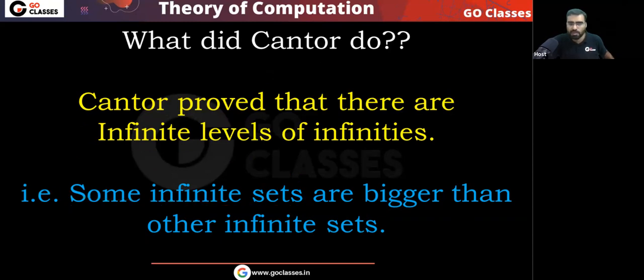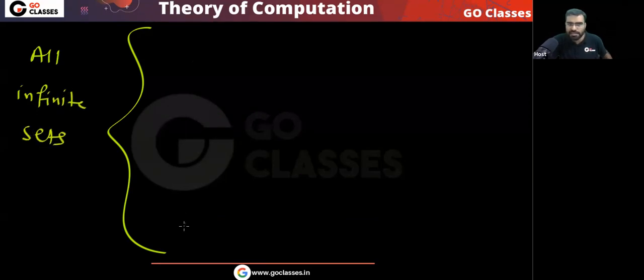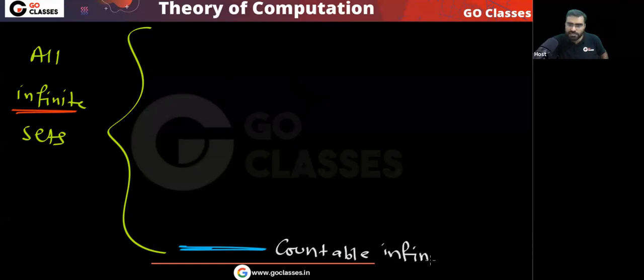Let me tell you. Georg Cantor proved that if you look at all the infinite sets, let's assume these are all the infinite sets, in these infinite sets also there are levels. Remember, I am talking about infinite sets. The lowest level he called countable infinite sets.